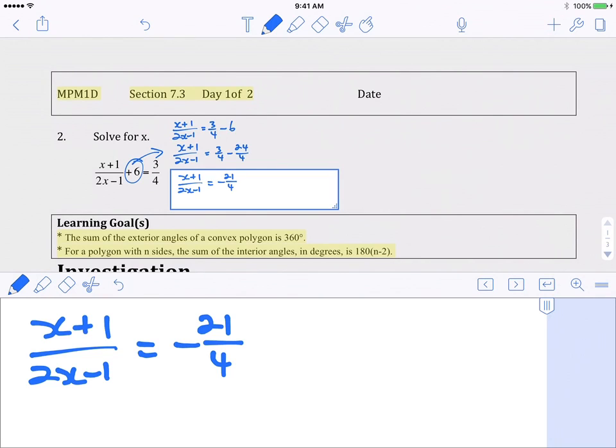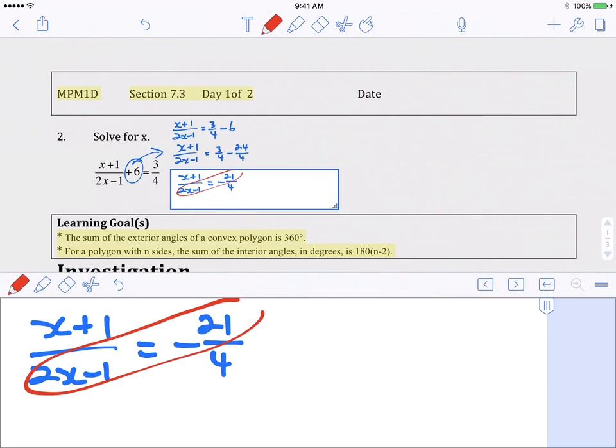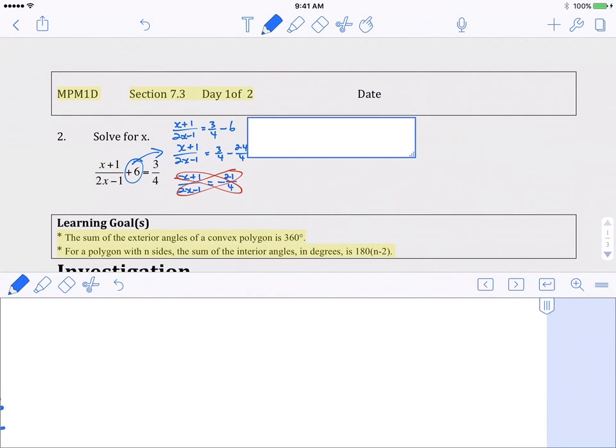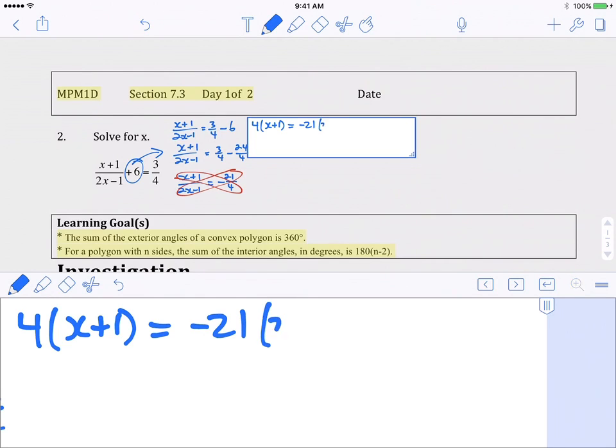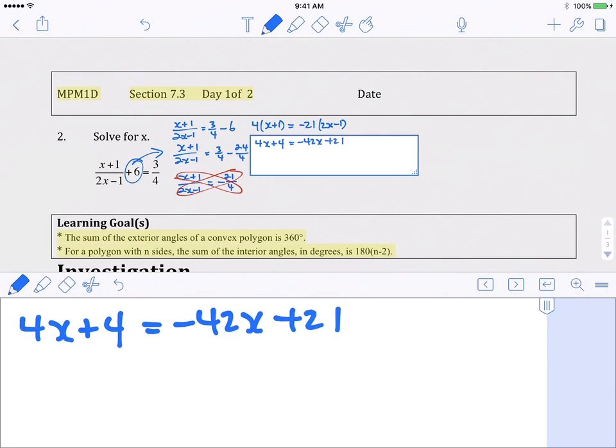Now that we're armed with that information, we want to implement a strategy we learned earlier, cross multiplication. So we're going to crisscross here, and I'm going to start up here again. I'm going to multiply 4 times x plus 1, and that's going to equal negative 21. You have to give the negative to either the numerator or the denominator. I have a habit of just giving it to the numerator, but it really doesn't matter. And then we're going to use the distributive property here. 4x plus 4 equal negative 42x plus 21.